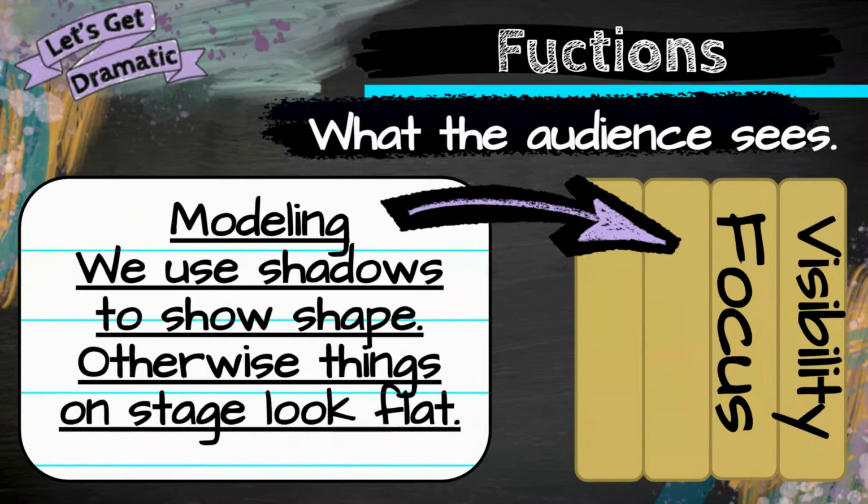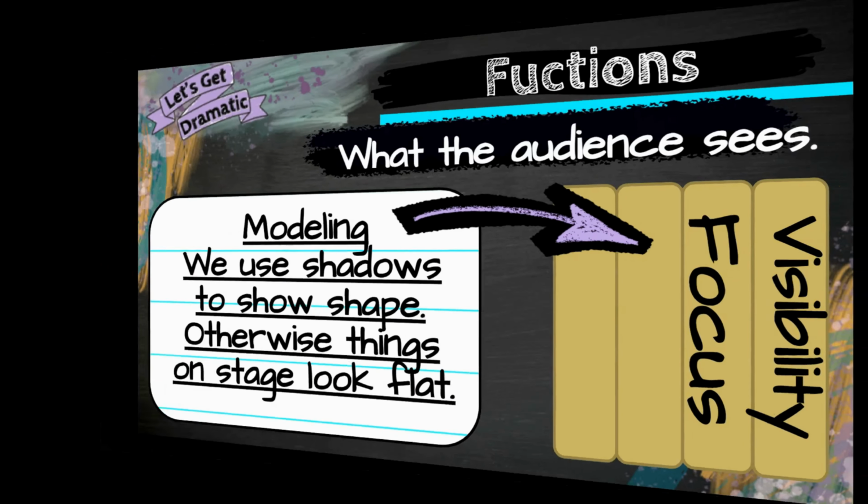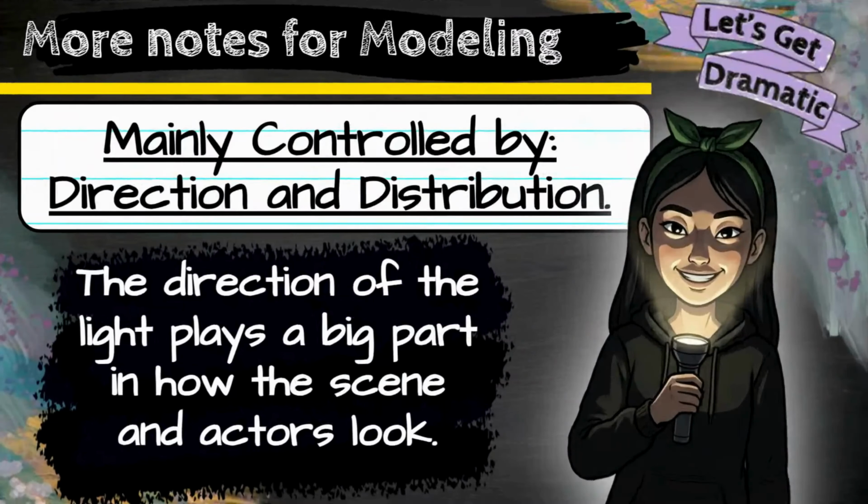Next is modeling. We use shadows to show shape. Otherwise, things look flat. Mainly controlled by direction and distribution. The direction of the light plays a big part in how the scene or actor looks. So that direction, the distribution, shows different types of emotions and everything. You do want everything to be seen, but the direction really plays a part in letting them know what the intent of the character is.